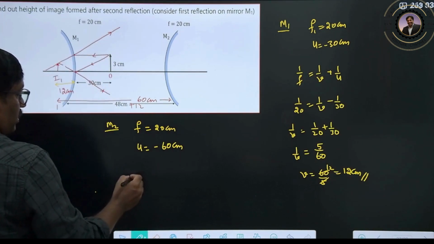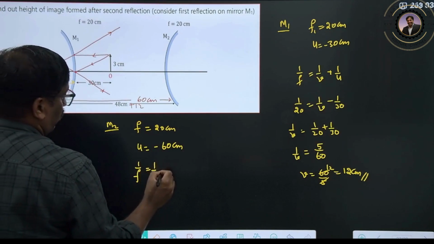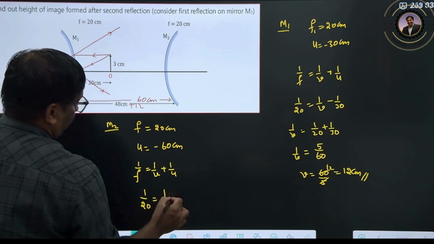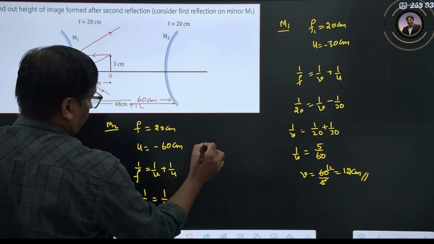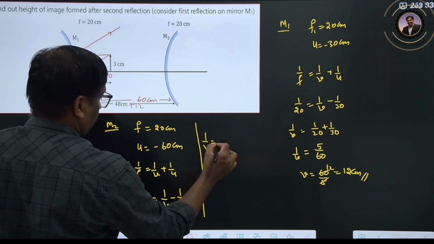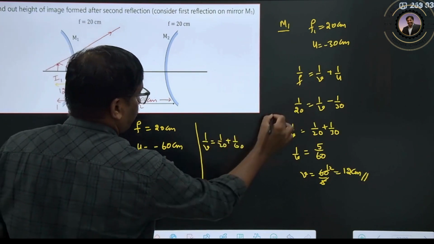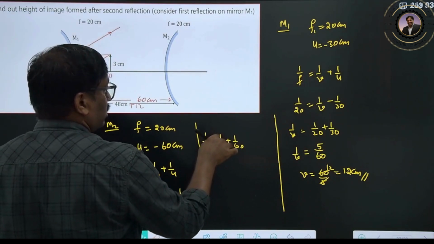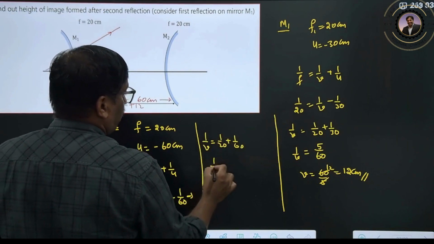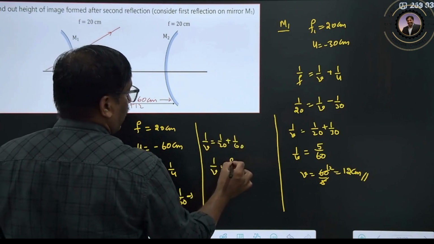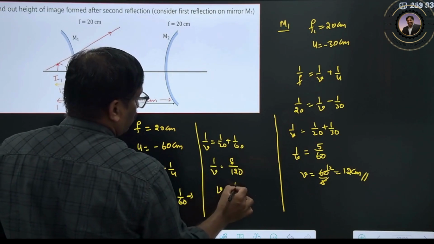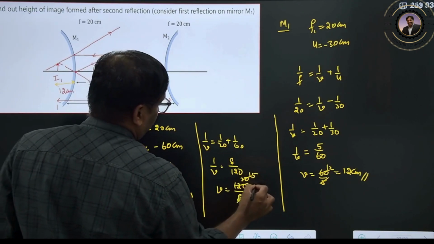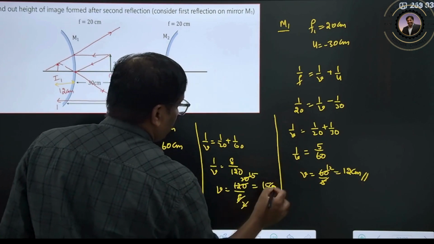So let us see here now. 1 by f equals 1 by v plus 1 by u. So 1 by 20 equals 1 by v minus 1 by 60. Therefore 1 by v equals 1 by 20 plus 1 by 60. Clear? I want to make it 120, so this is 6, this is 2. So 1 by v equals 6 plus 2, 8 by 120. v equals 120 by 8, which is 15. Therefore, image distance is about plus 15 centimeter.